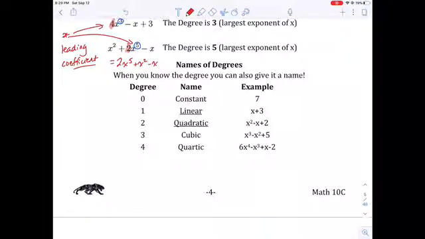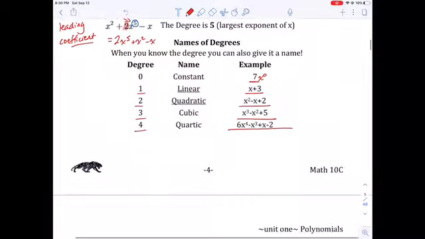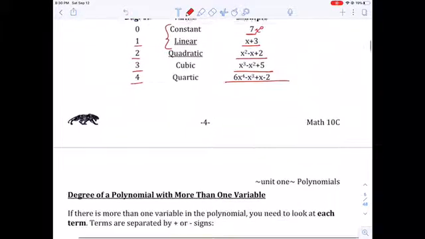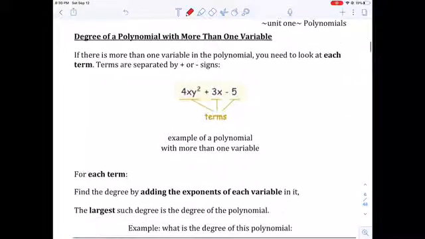Okay, when you know the degree, you can also give it a name. A constant has a degree of 0. A linear function has a degree of 1. A quadratic function has a degree of 2. A cubic function and a quartic function. We don't really have to know all of those words this year, but I would say for sure you could get familiar with constant and linear. We're going to know those by the end of the year.